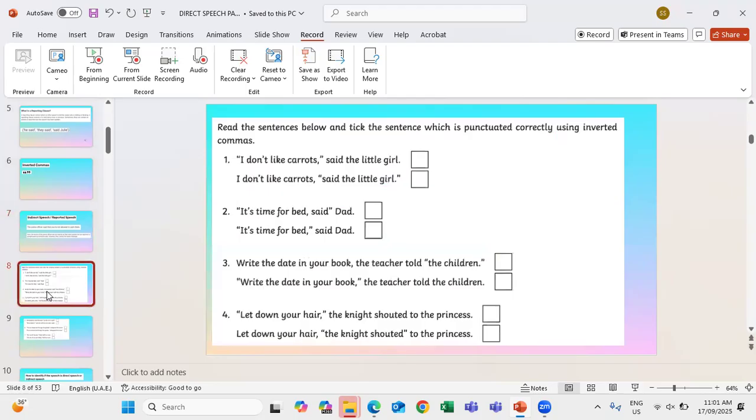Now we have a small exercise to understand or sum up whatever we have learned so far.